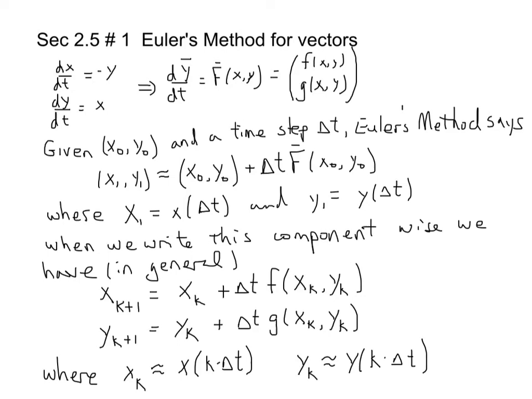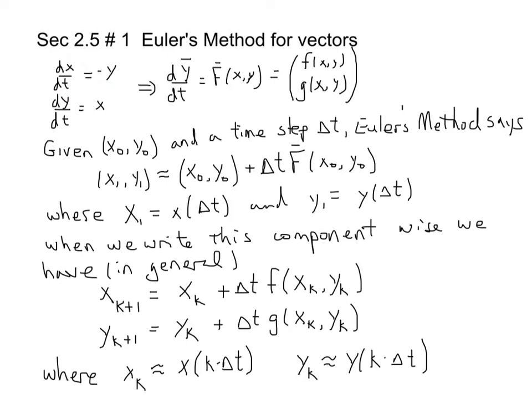This is a review of Euler's method, section 2.5, number 1. I had a question about this recently. So let me just remind you, in this problem we are given this linear system: dx/dt is equal to negative y, dy/dt is equal to x.